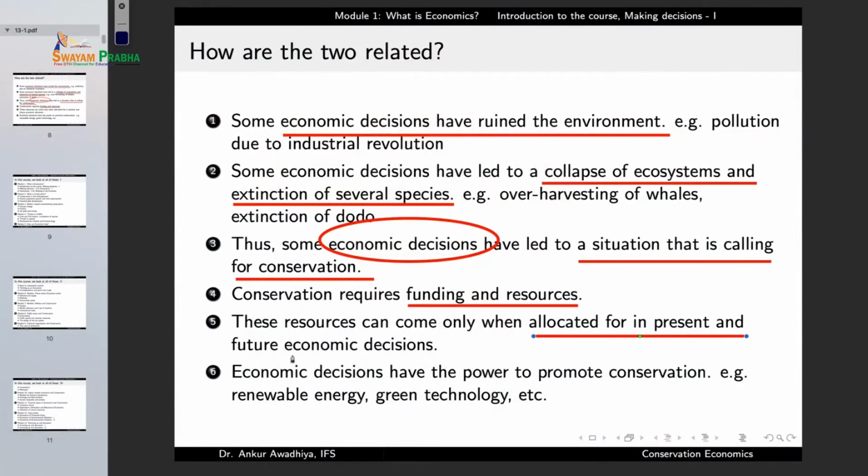The resources can come only when conservation is allocated for in present and future economic decisions, which is why the economist and the conservationists need to talk to each other. They need to make each other realize what their strengths and weaknesses are. If the economist is looking for the solution of some problem, then it does not do any harm to ask his conservationist friend whether he has a solution.